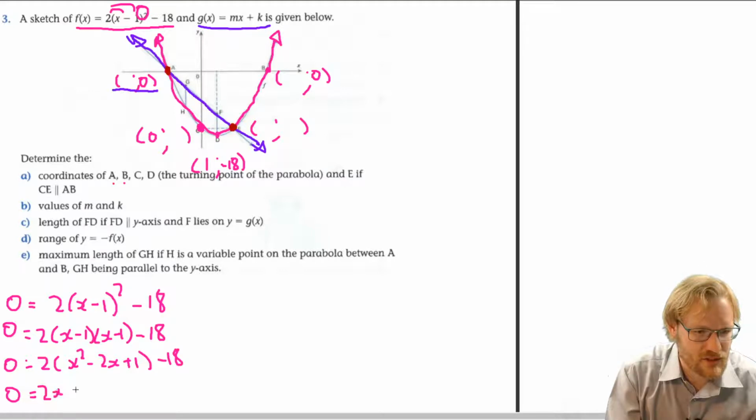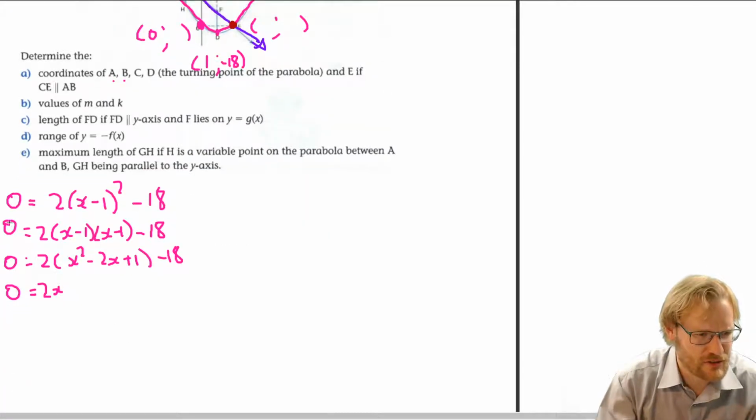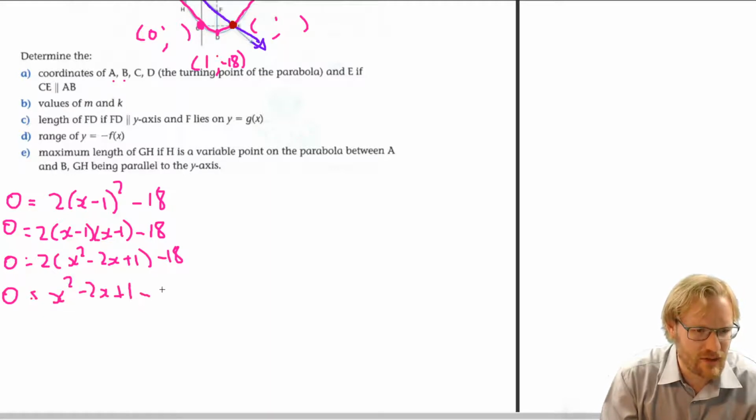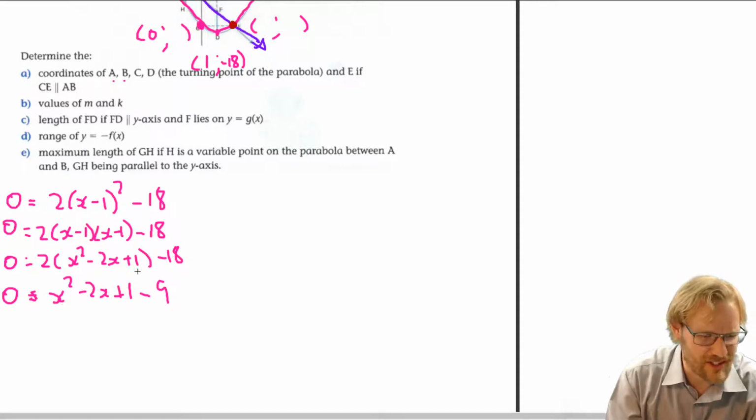Here's a little trick actually, because it's going to be a useful trick. At this stage we can divide our entire equation by 2. We could have done it right at the top. So let's divide this whole thing. 0 equals x squared minus 2x plus 1 minus 9. Because we can divide by 2, instead of multiplying this 2 into the bracket and then doing it in the next step, let's save ourselves some time. So 0 equals x squared minus 2x plus 1 minus 9 minus 8.